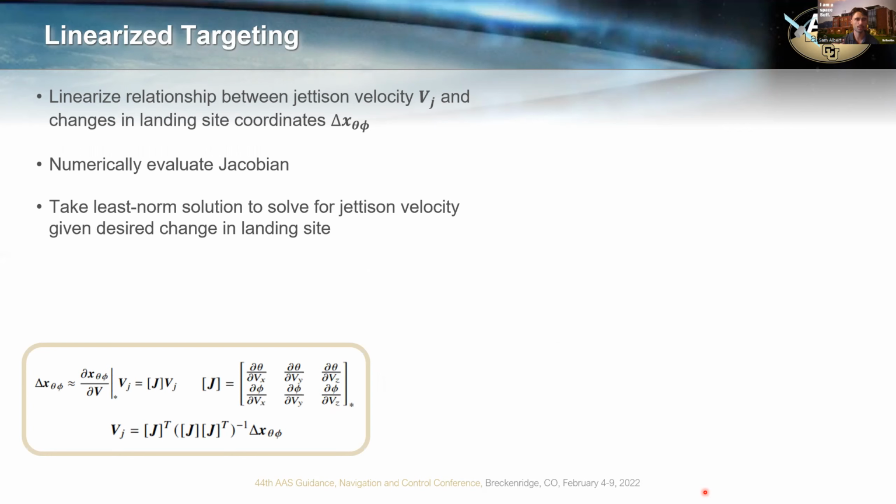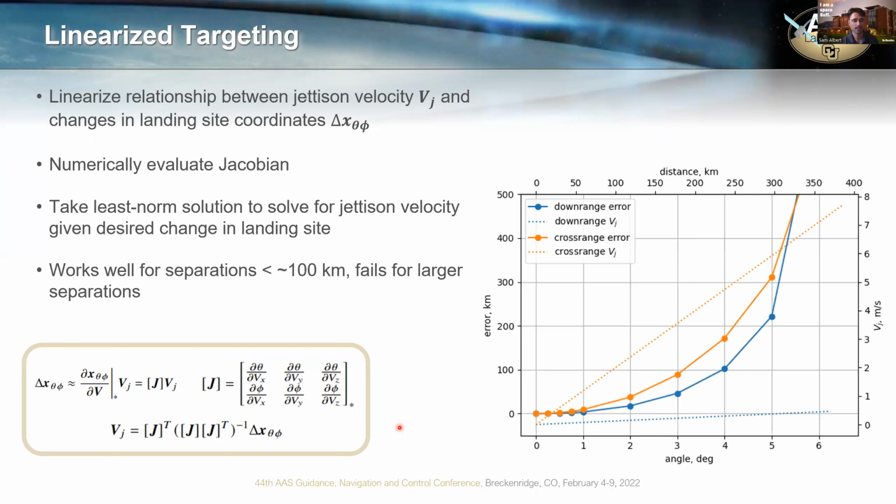We can set up the Jacobian, numerically evaluate it, invert it, or in this case, it's not square, so we take the least norm solution. We can then solve for the required jettison velocity given a desired change in landing site. And this linearization works pretty well for separations that are less than about 100 kilometers. And that's shown here with error on the y-axis and the desired separation on the x-axis. But then you can see that after about 100 kilometers, the error grows and this method rapidly degrades. So you have to stay within that area for the linearized targeting.